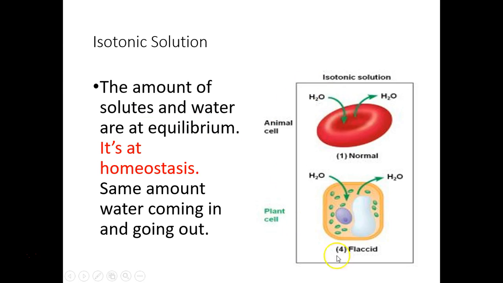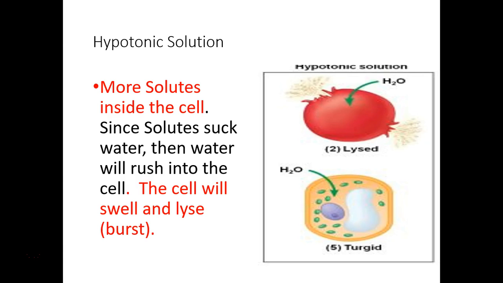As you can see in these two types of cells here, your animal cell and your plant cell. In a hypotonic solution, there's more solutes inside the cell than outside the cell. Since solutes suck water, salt sucks water, then water will rush into the cell. The cell will swell up and lyse. That means it will burst. That's the whole thing with hypotonic. It swells up like a hippo. Hypo, hippo.